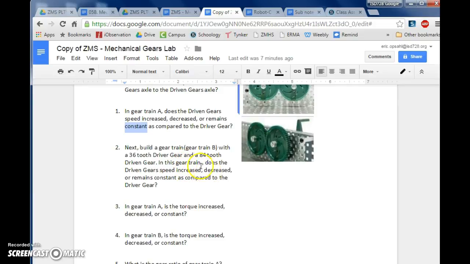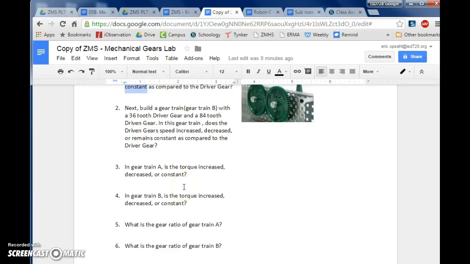Again, I take my formula. I have an 84 driven, so 84 divided by 36. You find that answer. Okay? So it's going to be that answer per 1. So 84 over 36 per 1. Let's solve it. Divide them out. This divided by that. Figure out the answer.